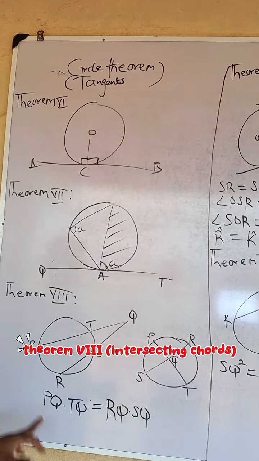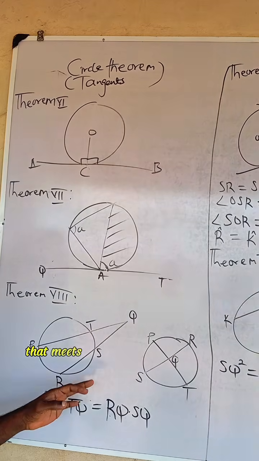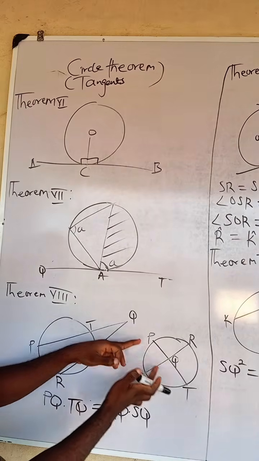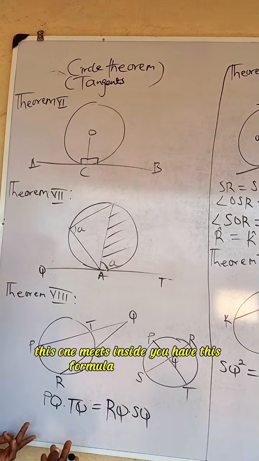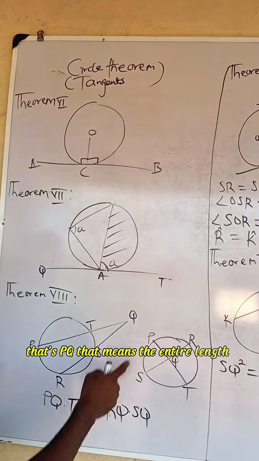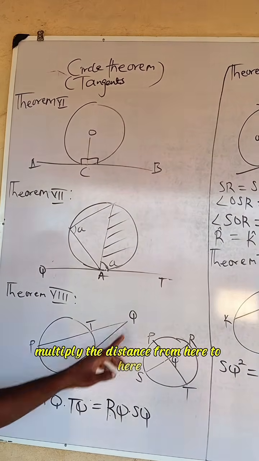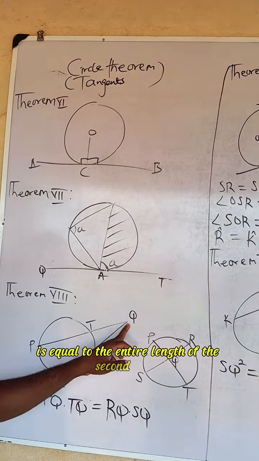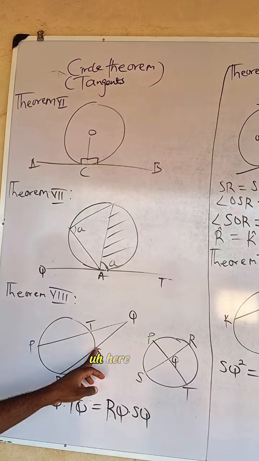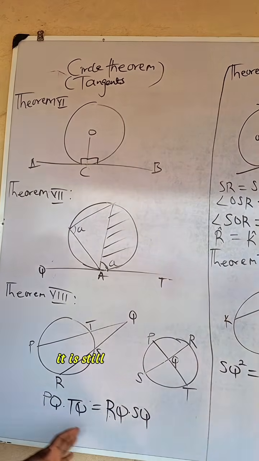Now this theorem, the 8th one: when you have two chords that meet either inside or outside the circle, this one meets outside the circle, this one meets inside, you have this formula guiding them. That's PQ, that means the entire length of the first chord multiplied by the distance from here to here is equal to the entire length of the second chord multiplied by the distance from here to here. So this is the formula guiding them. Likewise, the same thing here is still the same formula.